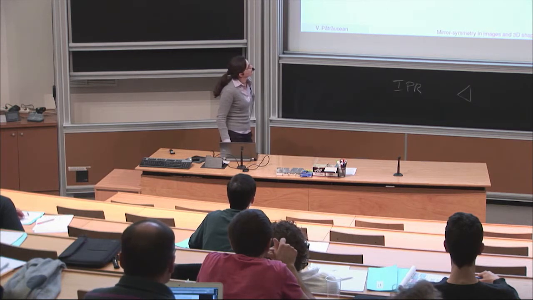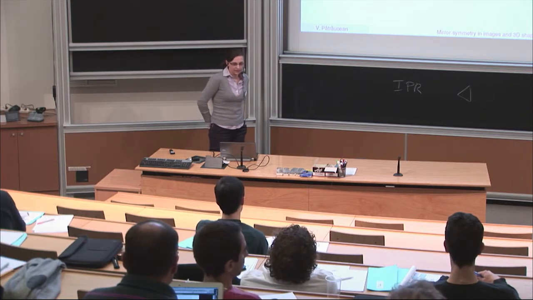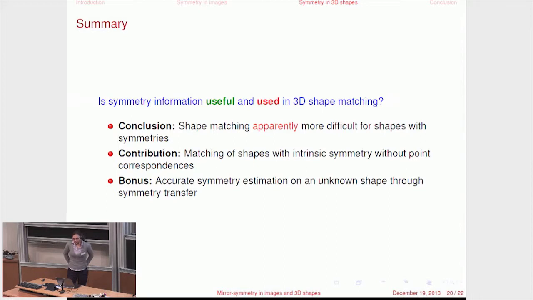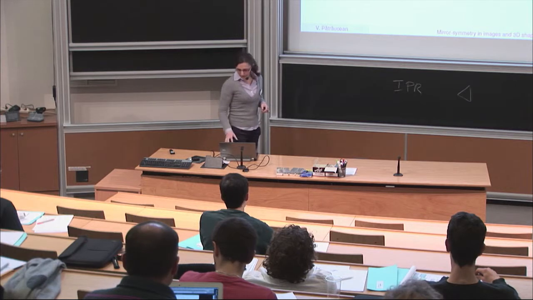So, to summarize this part on the 3D shapes, the question again was, is symmetry useful and is it used in 3D shape matching? And the answer is that apparently it seemed that the shape matching is more difficult when we have symmetry, but we have shown that we can factor out the symmetry and solve the problem as before. And as a bonus from our method, we get an accurate symmetry estimation on an unknown shape if we know the symmetry on one shape.